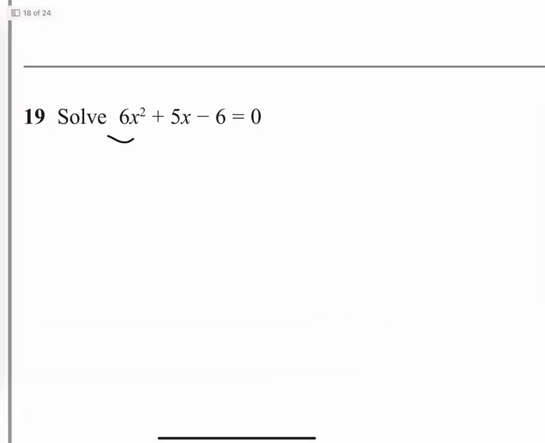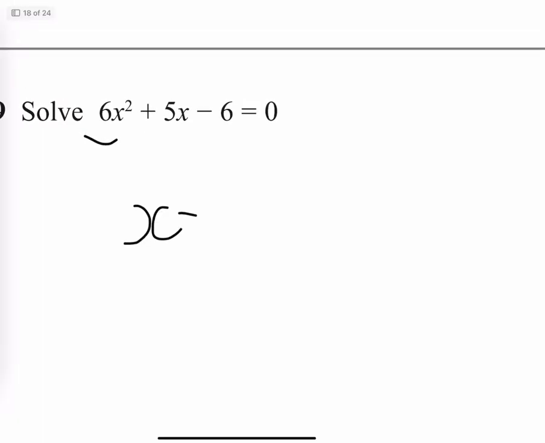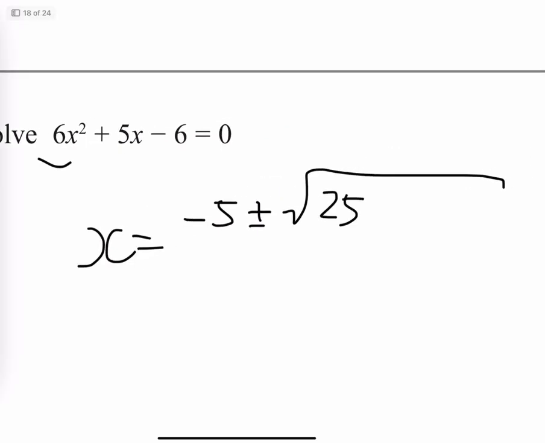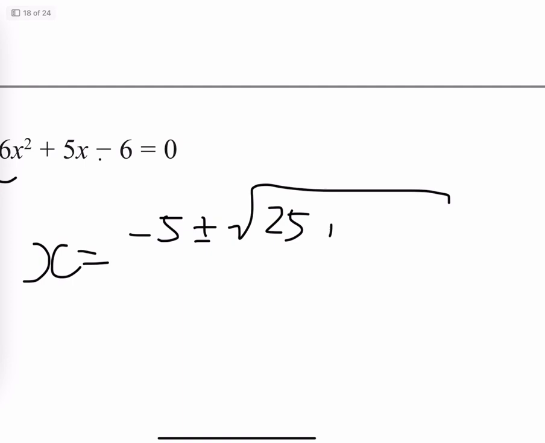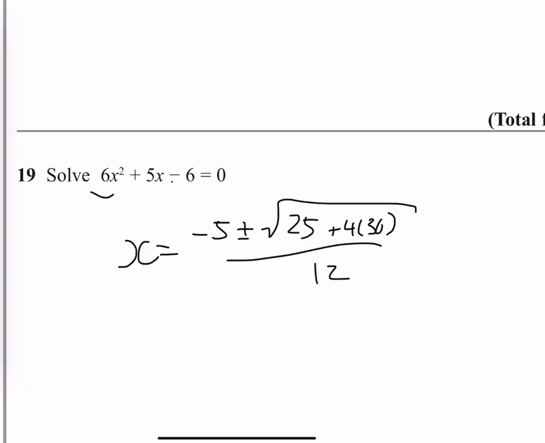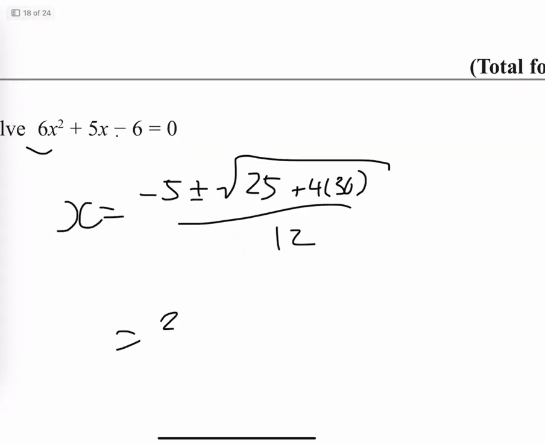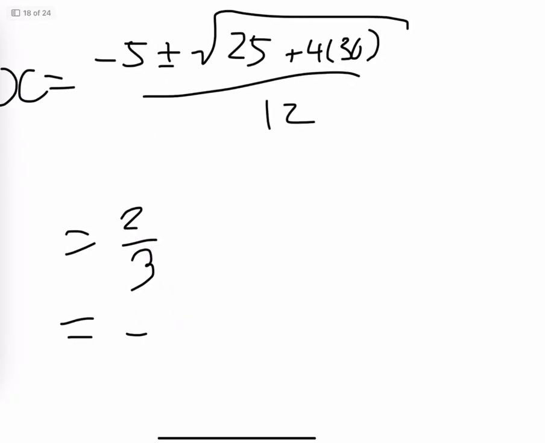Solve this. Okay, well, the coefficient's not easy. I don't want to deal with that, so what we're going to say is quadratic formula. X equals minus 5 plus or minus the square root of b squared minus 4ac, but there's a minus sign here, so it's plus 4 lots of 36, all over 2a, which is 12. Just type that into my calculator. What do I get? Minus 5 plus the square root of b squared minus 4ac, all over 2a, which is 12. So that gives me x equals 2/3, and x equals minus 3 over 2.